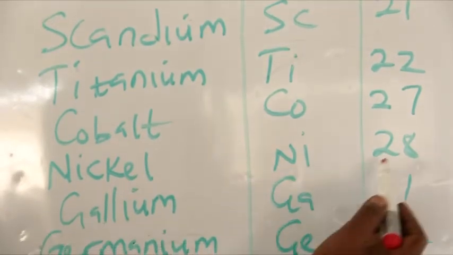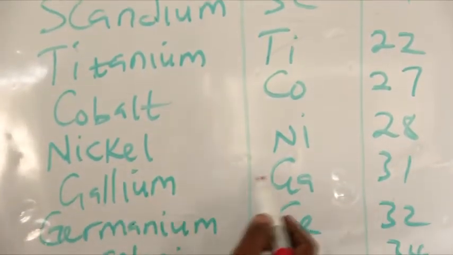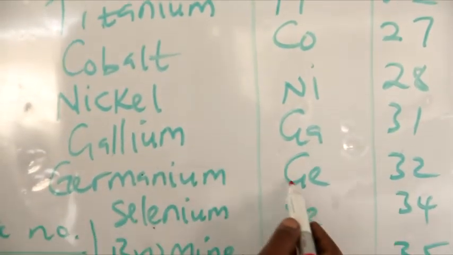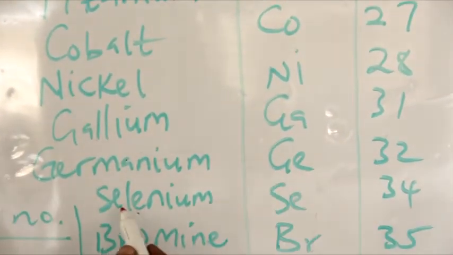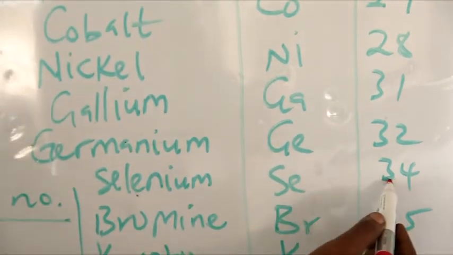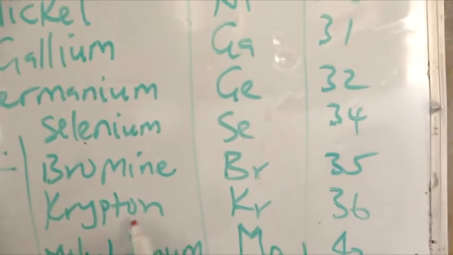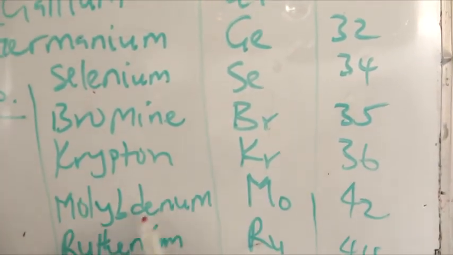Nickel is Ni, atomic number 28. Gallium is Ga, atomic number 31. Germanium is Ge, atomic number 32. Selenium is Se, atomic number 34. Bromine is Br, atomic number 35. Krypton is Kr, atomic number 36.